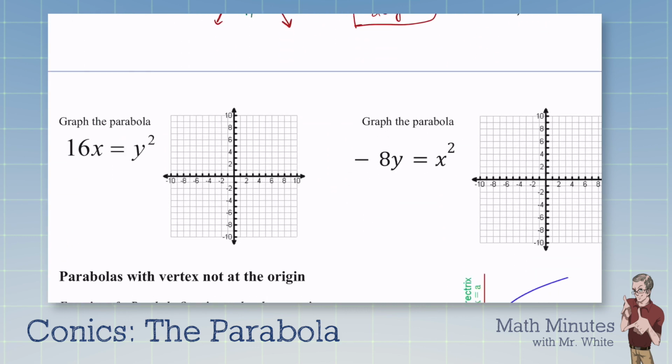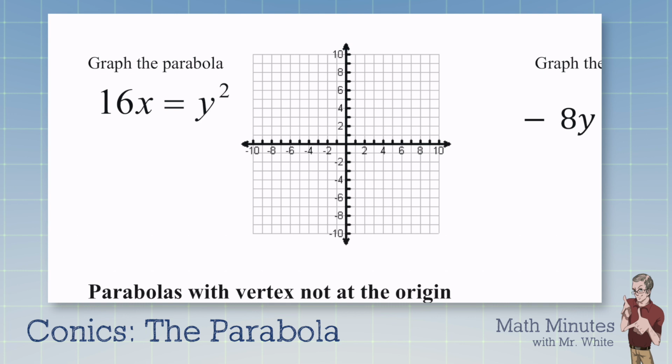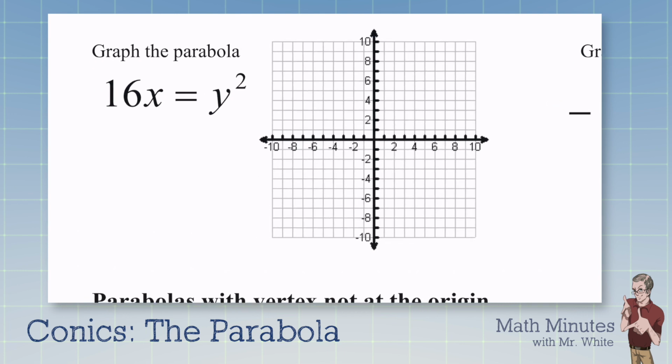That's why a parabola belongs in a conic section. Graph the parabola. Well, 16x equals y squared. All right, so this is a y squared equation. Which ways do those go? Do they go up, down, left, or right? They go left or right. Now, what sign is A? Since A is positive, we can rule out that it's going to the left, it's going to the right. Okay, so when we graph this, it's going to go to the right.